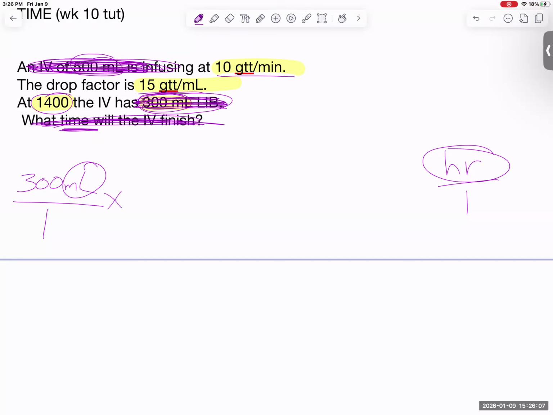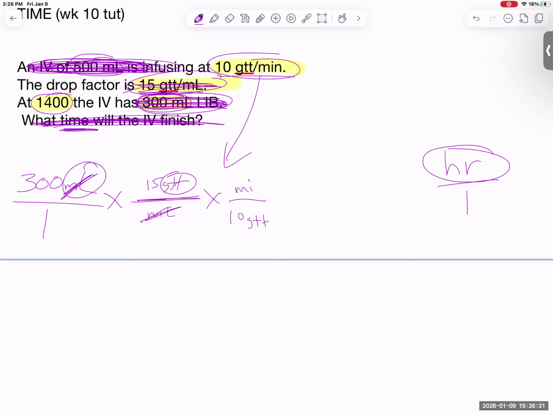So which would I put out of these two? Which do I put next to get rid of milliliters? 15 drops per milliliter. Yeah, 15 drops per milliliter. Beautiful. I got rid of milliliters. Yay. Now, how do I get rid of the drops? 10 drops per minute. Yeah. So I'm going to put 10 drops per minute. Okay. How do I change minute to hour? 1 hour, 60 minutes. Yes. Yay. That's the easy part, right?